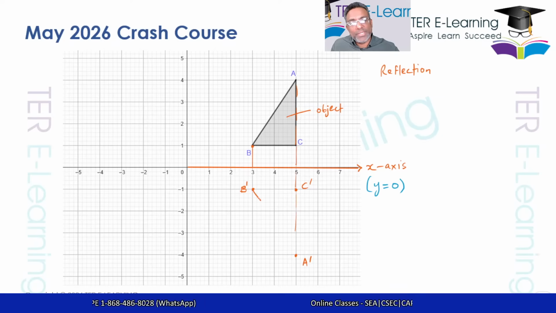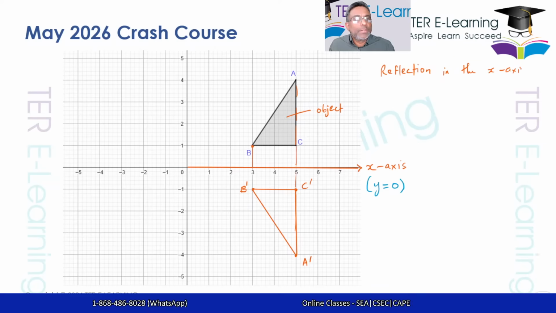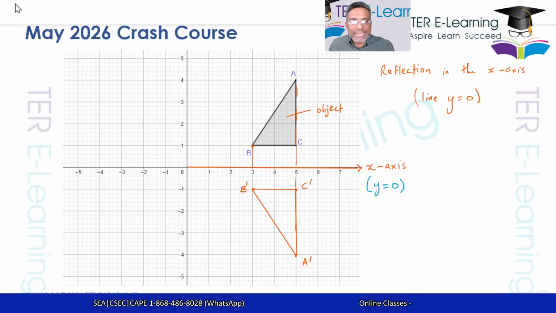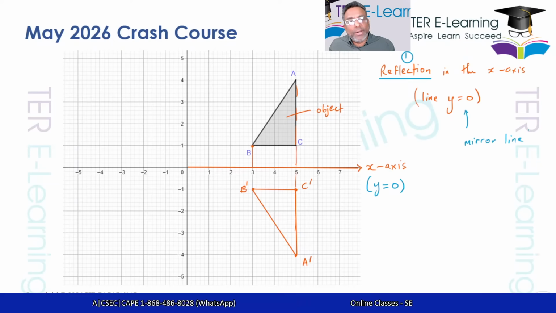So if I want to draw the image, all I need to do is join this and join this. Okay? So this is a reflection in the x-axis, or the line y is equal to 0. Now, when you guys are describing a reflection, there are two things you need to say. You have to say that it is a reflection, and you'll get 1 mark for saying that. And you must also indicate what the mirror line is. If you don't have that, you're not describing the transformation as fully as you can.